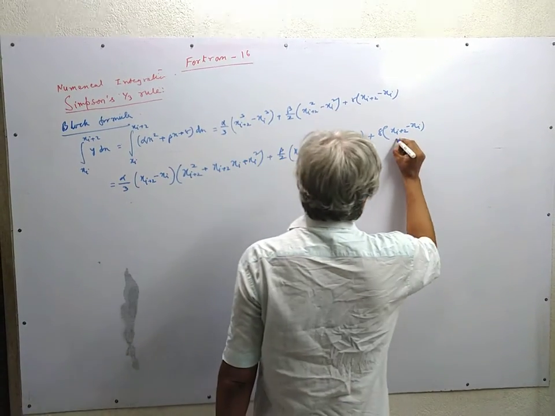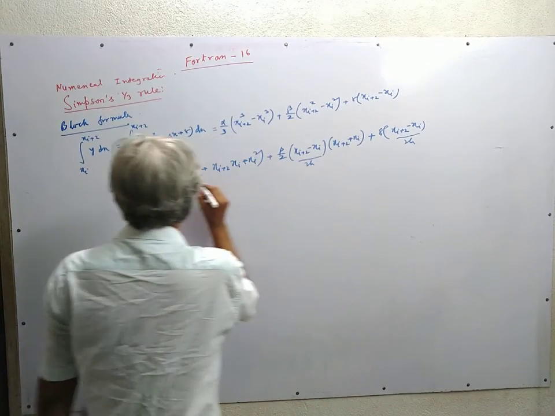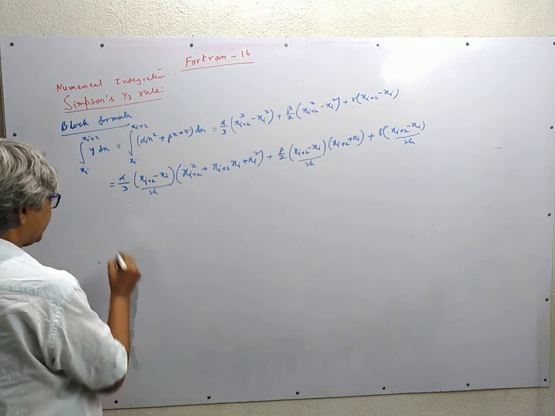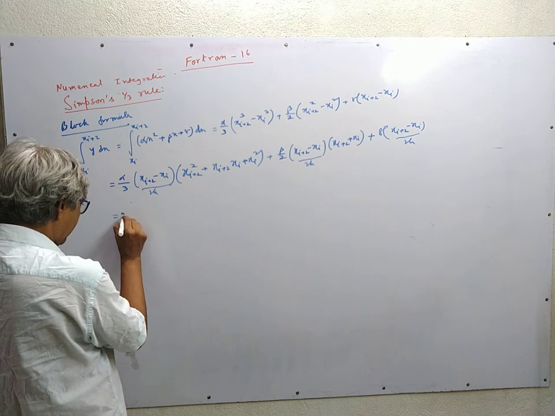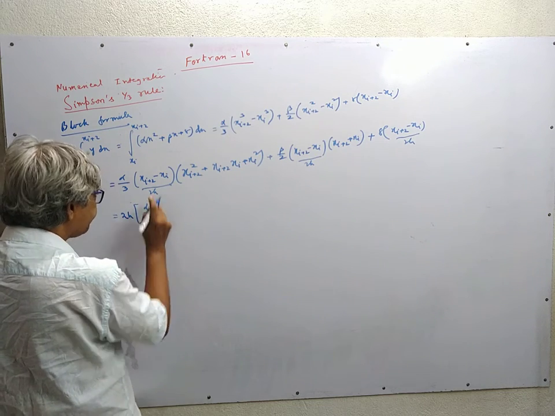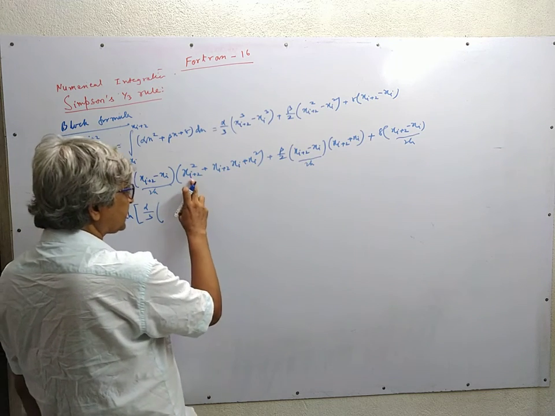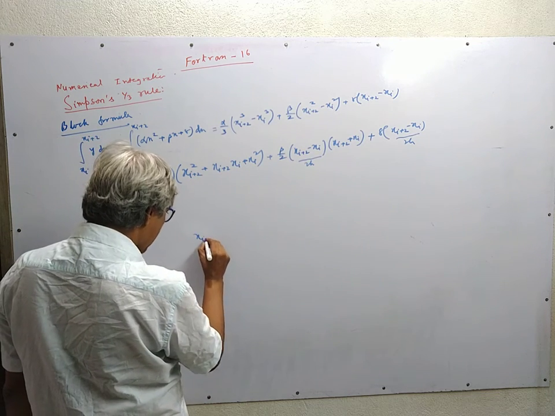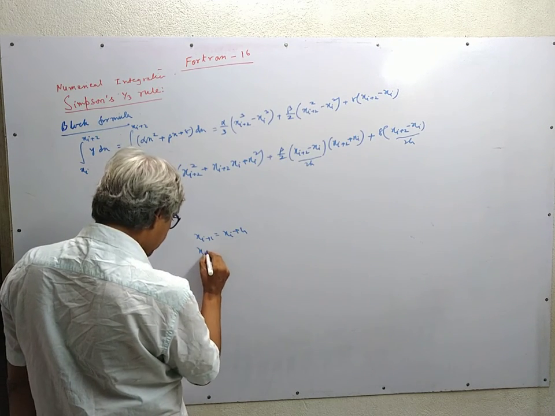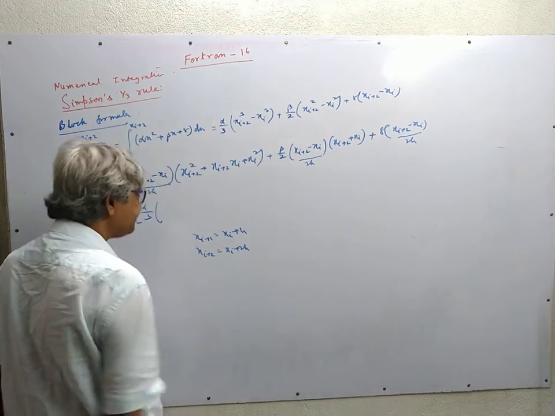You note that this is equal to 2h. There are such terms in all the 3 terms. So we take 2h common. This is alpha by 3. Then this part, this xi plus 1 is actually xi plus h, and xi plus 2 is equal to xi plus 2h.